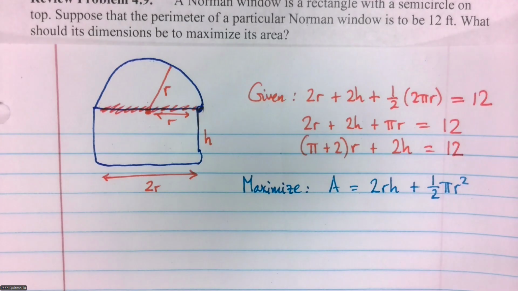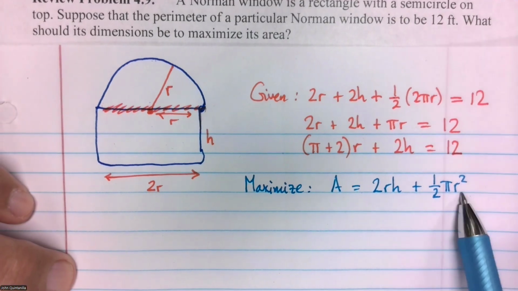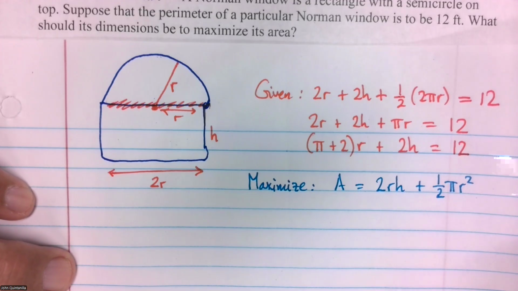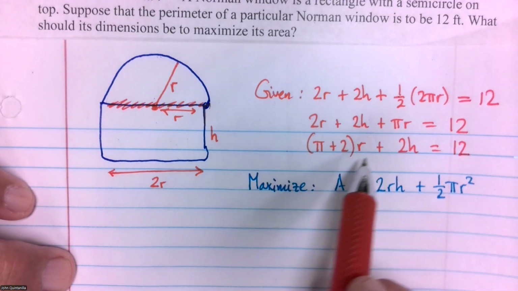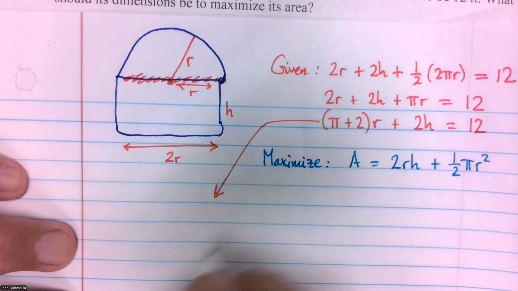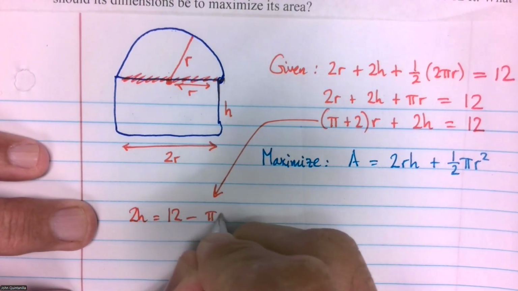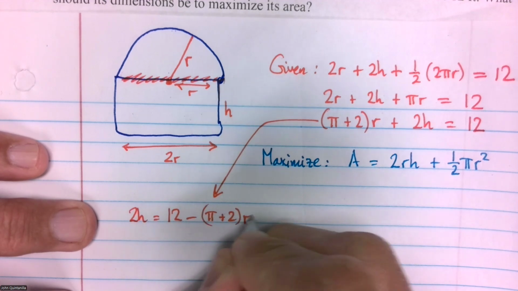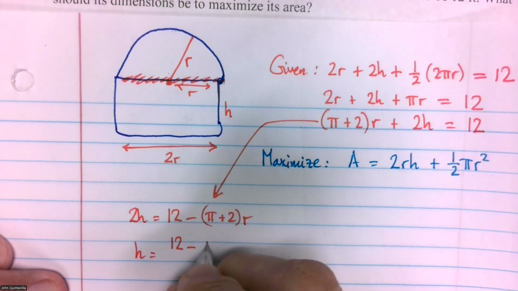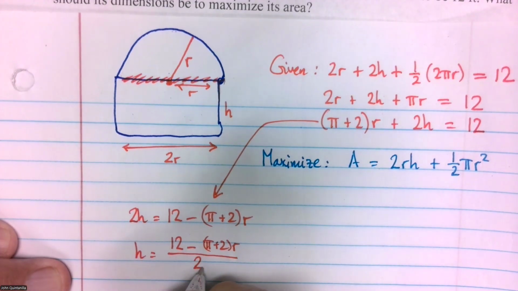For this problem, we should solve for one variable in terms of the other, and then replace in here to get a function in terms of only one variable. So we'll solve for h. 2h is equal to 12 minus (pi plus 2) times r, and therefore h is equal to (12 minus (pi plus 2) times r) all over 2. That's a bit of a mess, and that's okay.